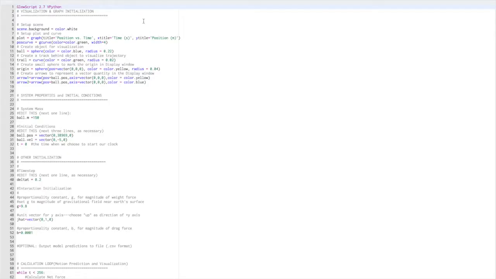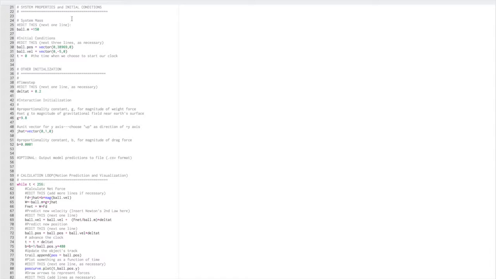Let's take a look at the code for our model. We started from a starter code provided to us for Lab 2, falling objects. However, we had to make some important modifications. We start by defining some initial conditions. We set our object's mass equal to 150 kilograms. Our object's initial position is equal to 38,969 meters in the positive y-axis.